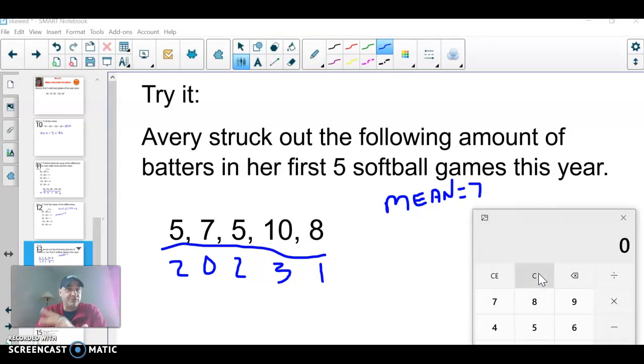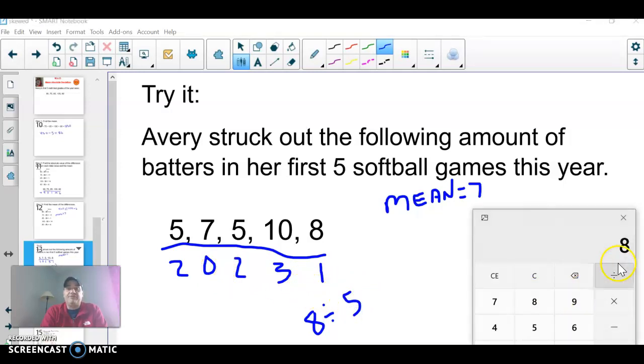Now step 3, the final step, is on this new set of numbers right here. I'm going to calculate the mean again of that new set. So 2, plus 0 is 2, plus 2, plus 3, plus 1 is 8. Then I'm going to take 8 and divide it by 5. Even though I have a 0 there, that still counts as a data point.